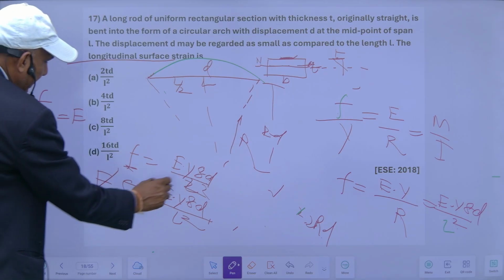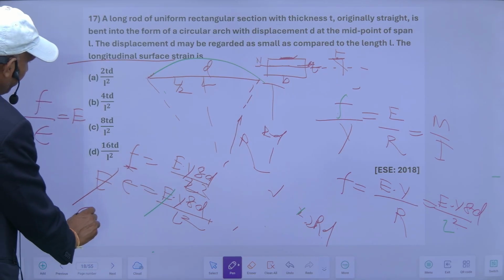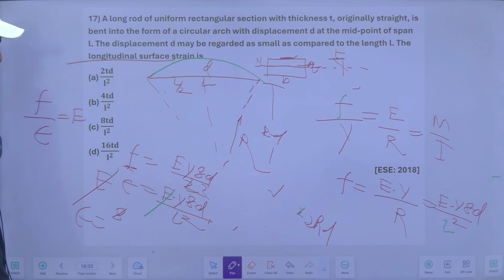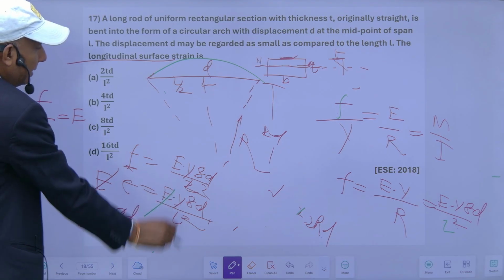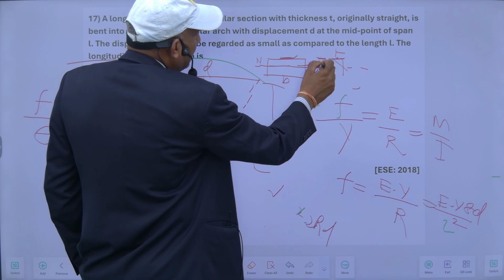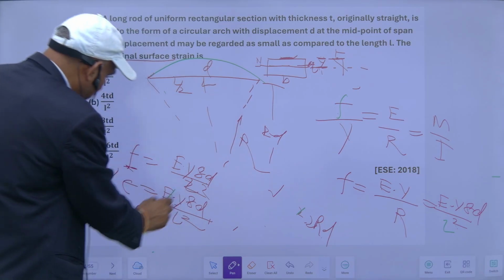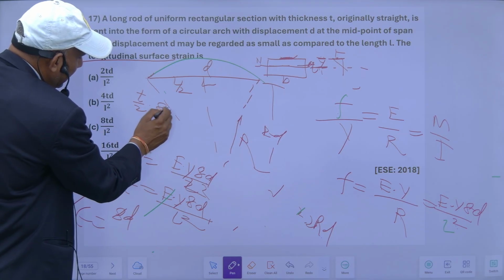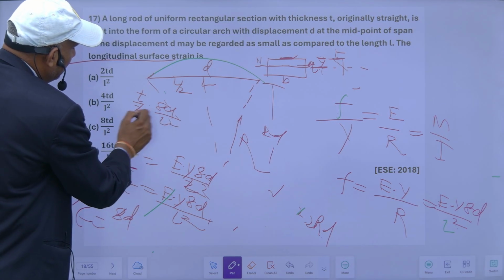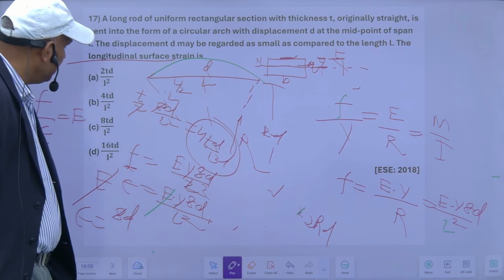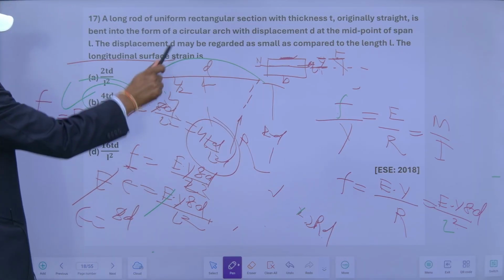Now this E and E cancel each other, so it will give strain. So strain will be 8d, and this y will be from the neutral axis to this one. This is y, and this is half of the thickness. So y is equal to t by 2. So I can say t by 2 into 8d upon L square. So this will be 4td upon L square. This is my strain. My correct answer is this one.